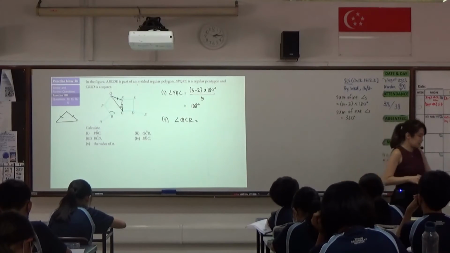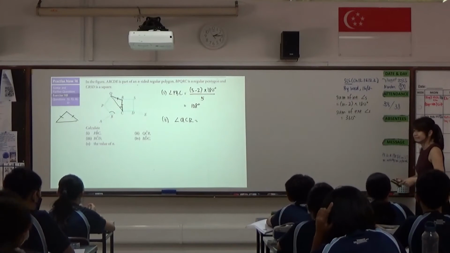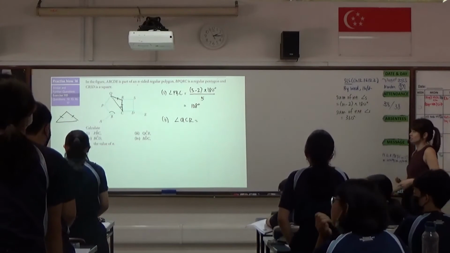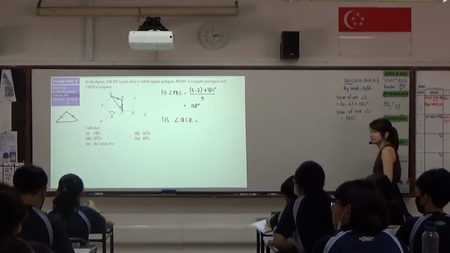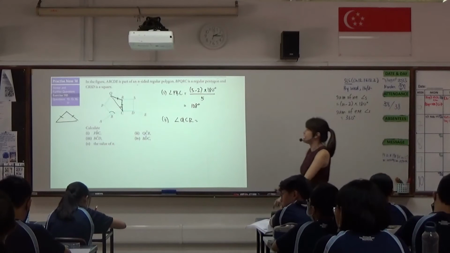Okay, let me pick another person. Polly. Jushin is the last one. Yes, Jushin, can you tell me how to find angle QCR?